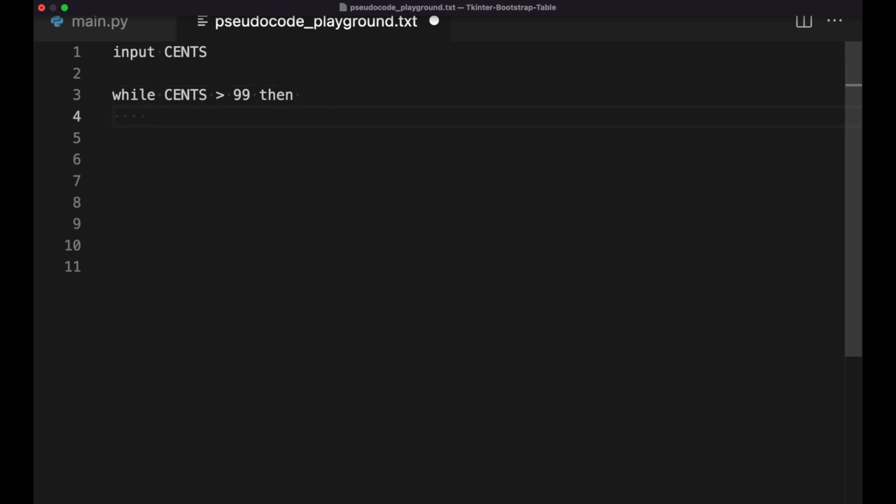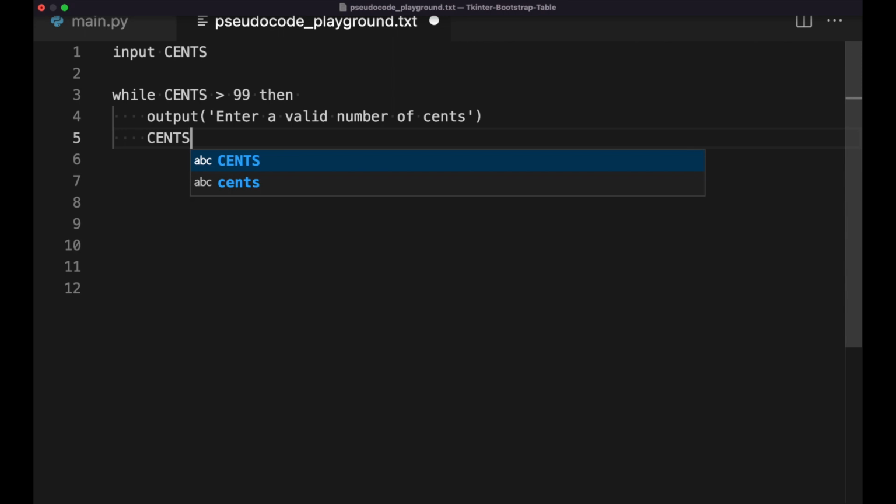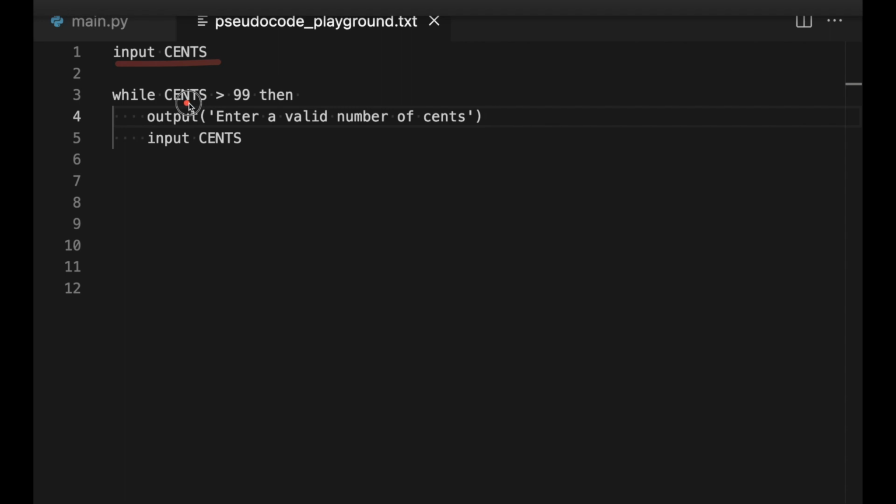So while cents is greater than 99, we're going to output a message. We're going to say output, enter a valid number of cents. Okay. And we can just do input cents again. So this is a form of validation. So basically we enter cents. If that value is greater than 99, we're going to display a message and we're going to prompt the user to enter in a number of cents again. And then we're going to go back up here and check the condition. If the number of cents is still greater than 99, then we're going to go back through this code.